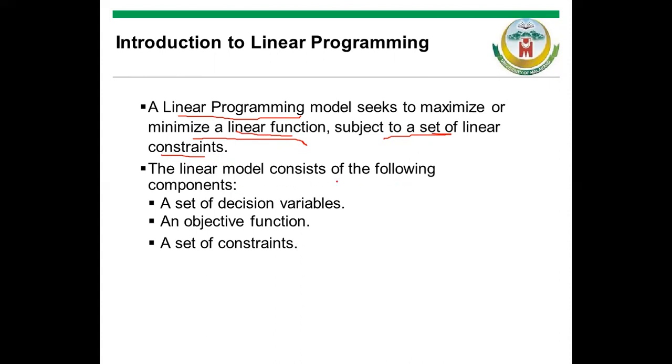The linear model consists of the following components: a set of decision variables, an objective function, and a set of constraints. There will be some constraints, there will be an objective function, and there will be some decision variables. Okay, so in linear programming, we will have to deal with these three things: objective function, decision variables, and a set of constraints.